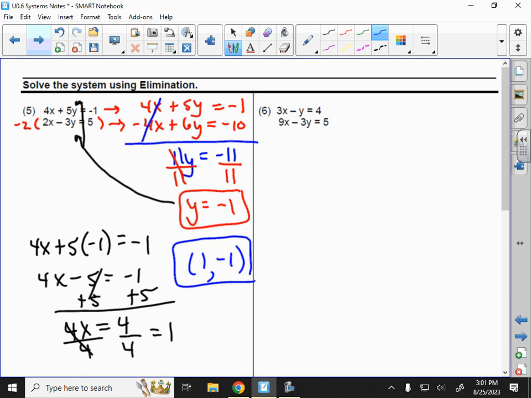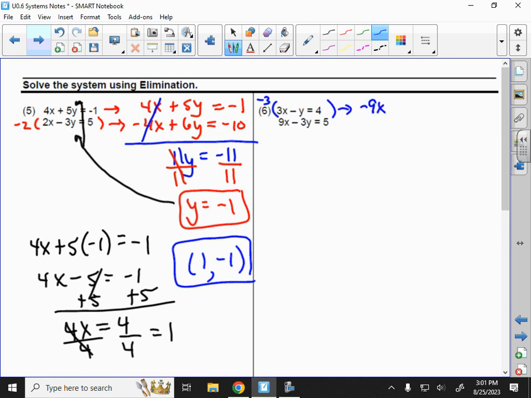All right, and then number 6. Again, we want to eliminate either the x's or the y's, so it's up to you. Let's say I want to eliminate the x's. I have a 3x and a 9x. If I can make that 3 a negative 9, it would add to the positive 9 underneath and cancel out. So that's what I'm going to do. I'm going to eliminate the x's by multiplying through by negative 3.